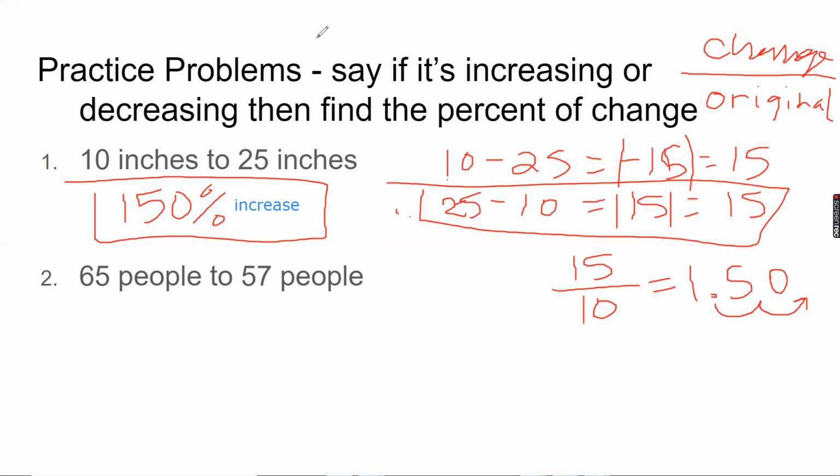So the first thing that you should have done is say whether it's an increase or a decrease. If we're starting at 65 and then we're going to 57 people, we can say that that is a decrease. And now we have to figure out our equation. So we know that the equation is change divided by the original. So the change is a subtraction problem. I told you earlier that it's easier to take the bigger number minus the smaller number, 57. So 65 minus 57 is going to give us the number 8.